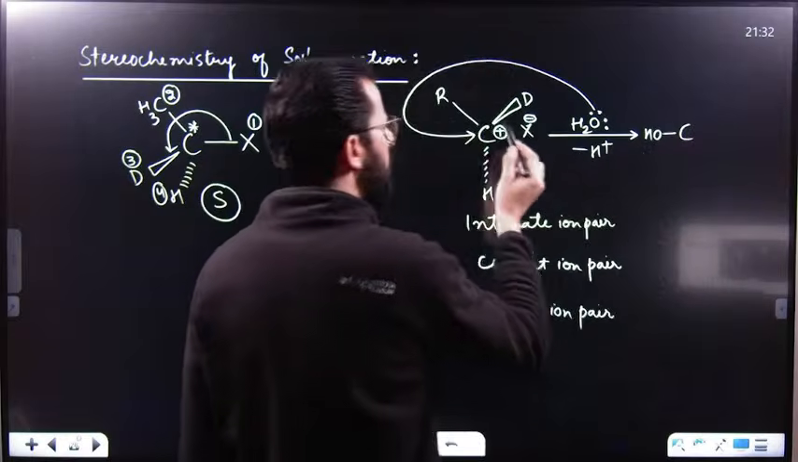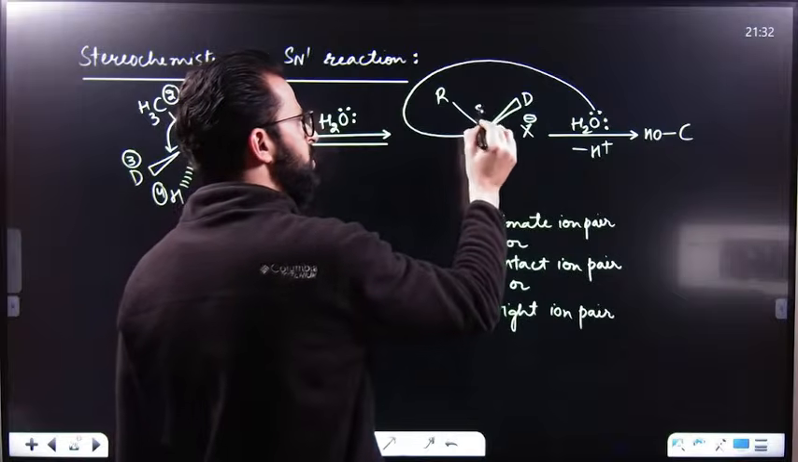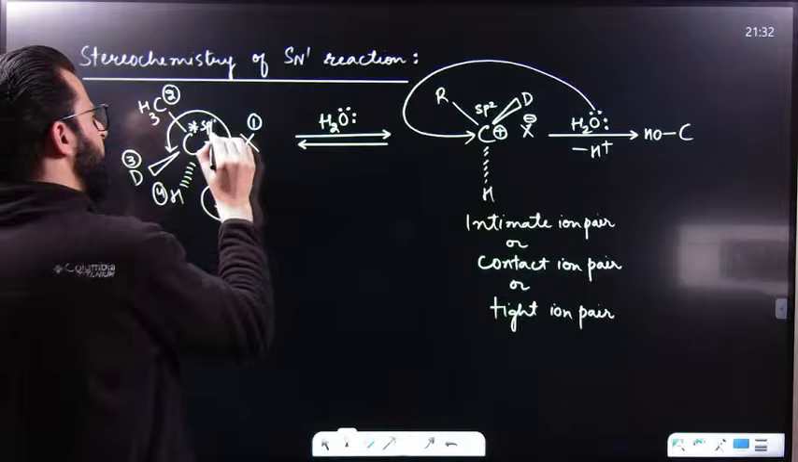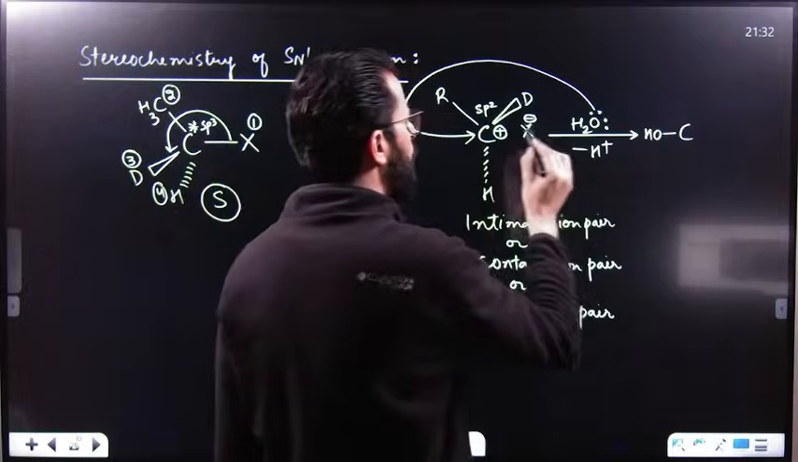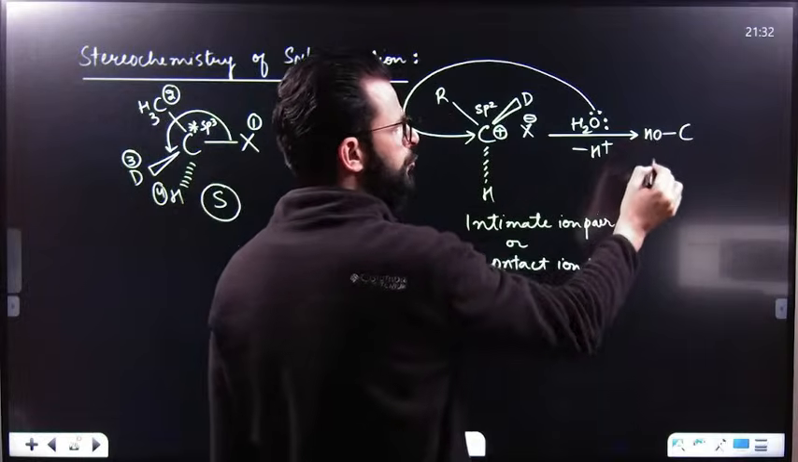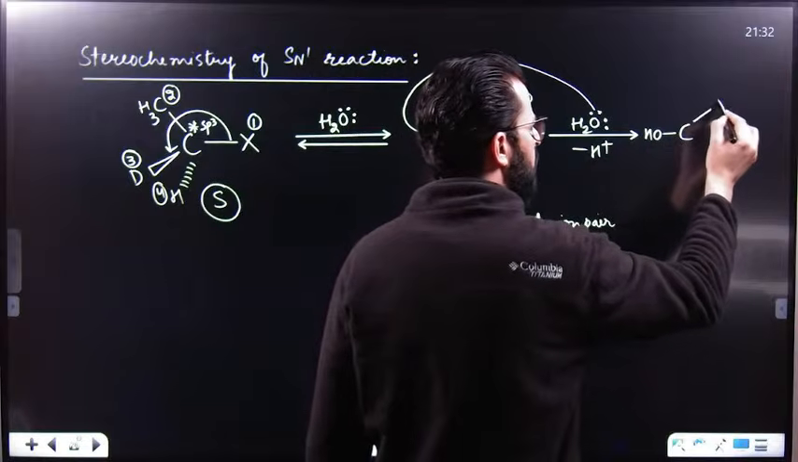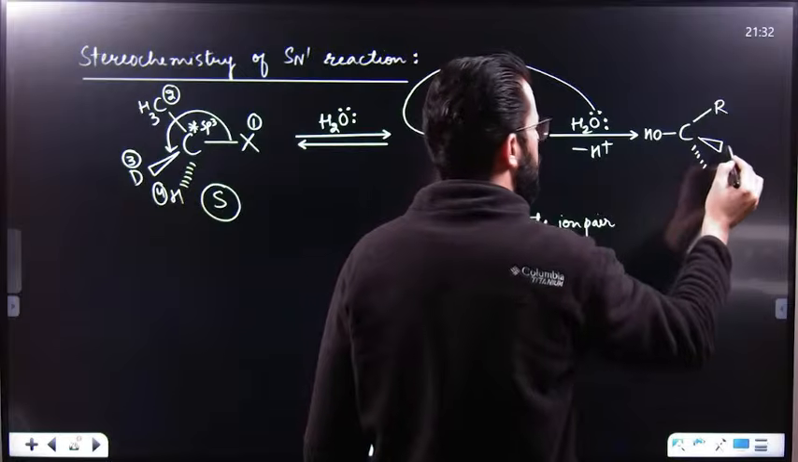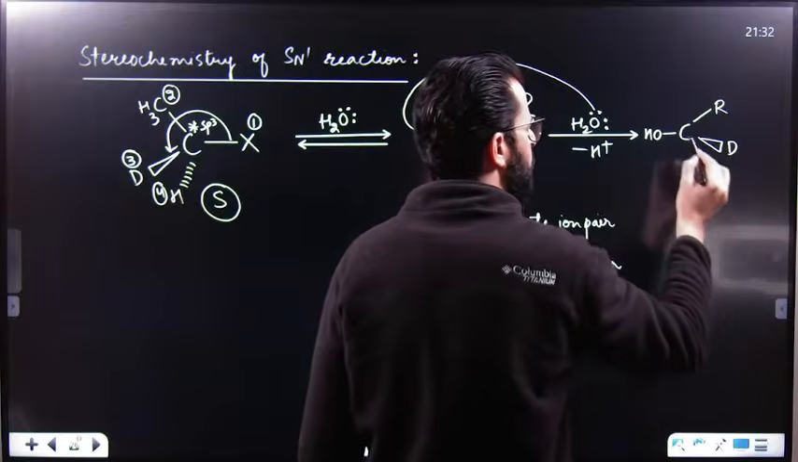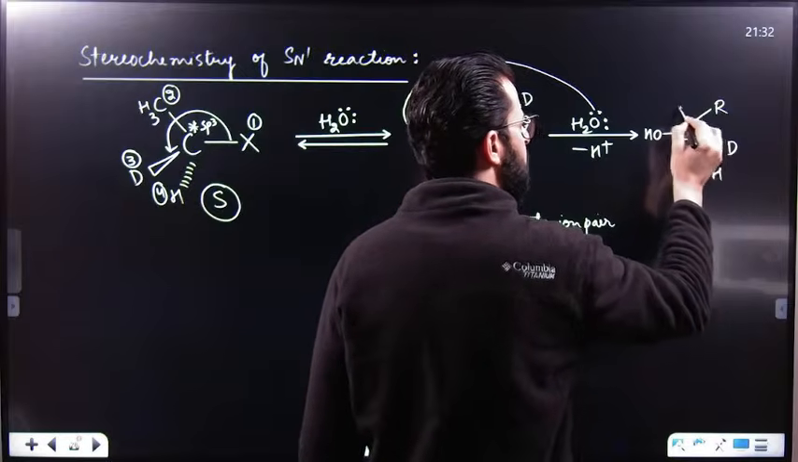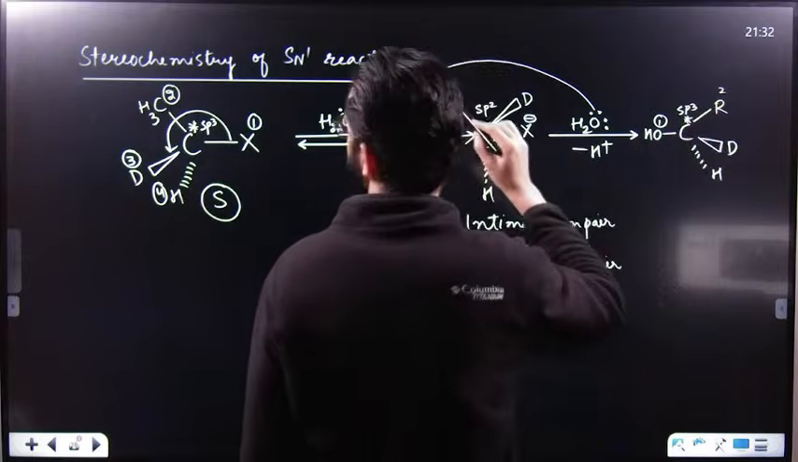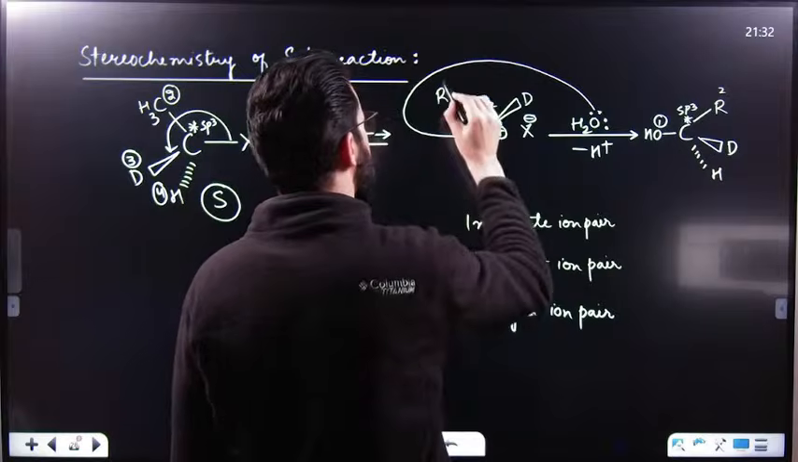When it comes from the opposite side to that of the leaving group, first it was sp3 hybridized. It becomes sp2 in this. Now when the fourth bond is formed with this nucleophile, it becomes once again sp3 hybridized, and the structure of the product will be like this. Once again, it's a chiral center, sp3 hybridized. Now, if I write, no, it was not R, it is CH3.